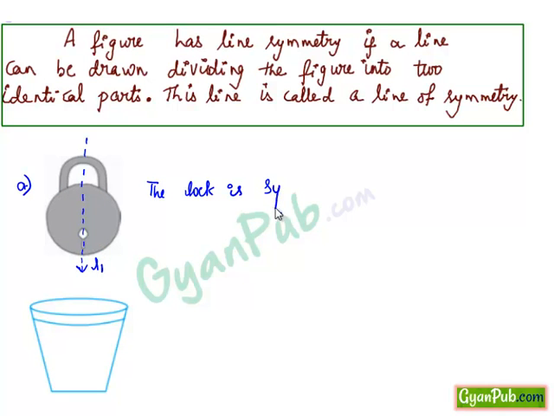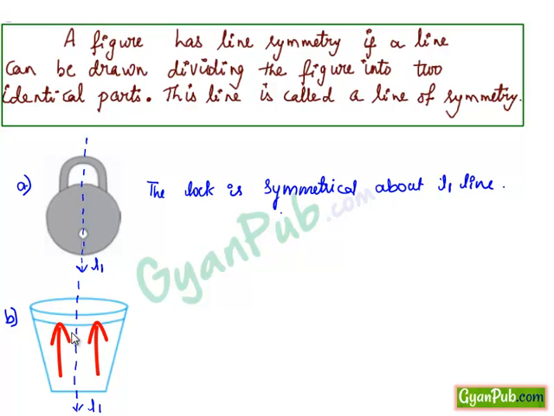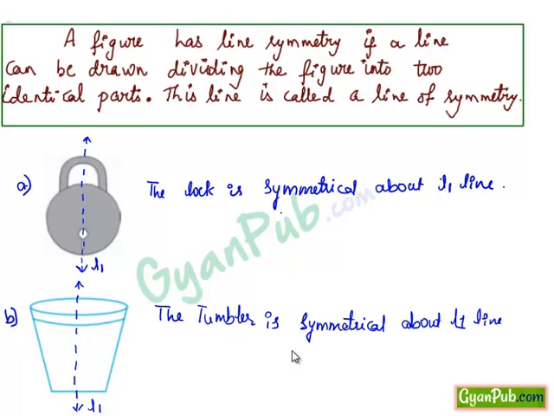The lock is symmetrical about the L1 line. And next, if we see the tumbler, if we divide this tumbler into half, that is the L1 section, the half before the L1 is the same as the half after the L1. Hence, the tumbler is symmetrical about the L1 line.